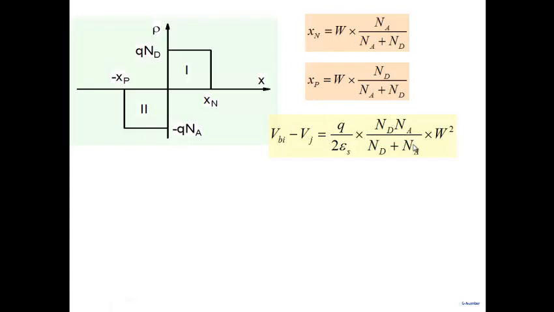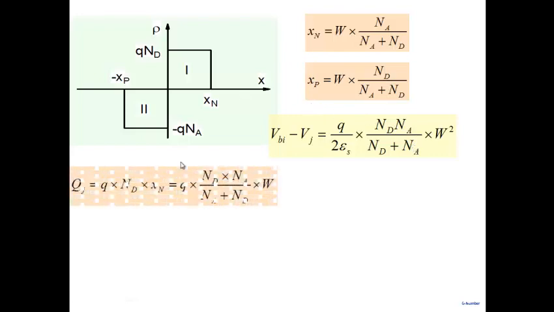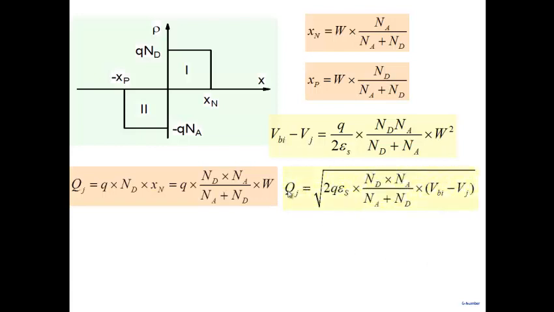So junction charge or depletion charge, we know total charge will be equal to Q times Nd times Xn. I can take it either on this side or that side, it is the same. So Q Nd Xn. Xn is given here, W Na by Na plus Nd. So we get this term here, total junction charge. And W can be expressed in terms of Vbi minus Vj here. So we can get a total junction charge in terms of the applied voltage here. So these are equations that we've already derived.